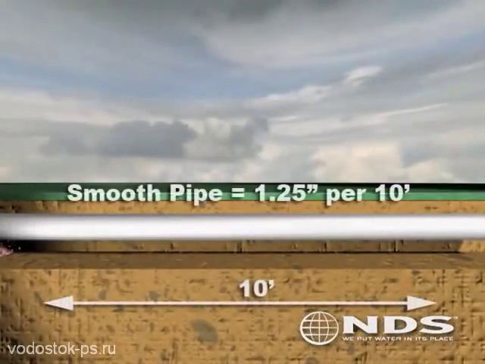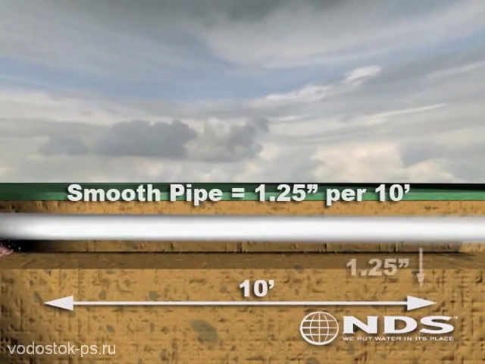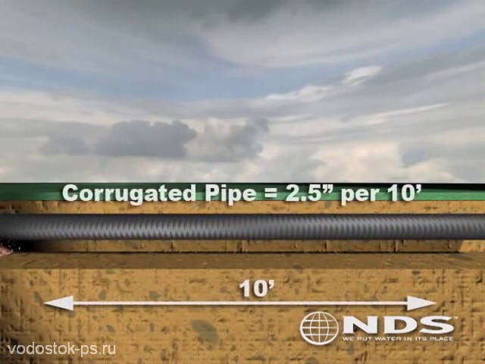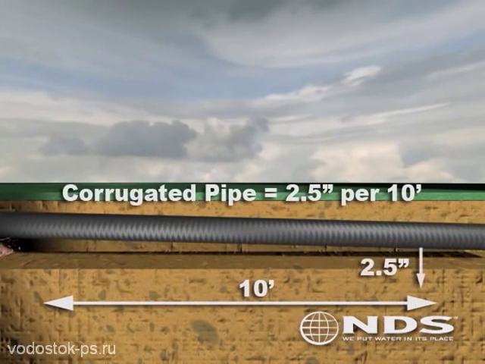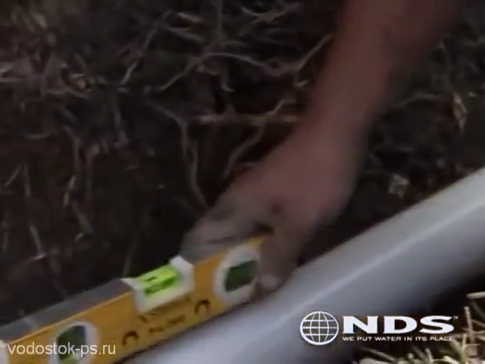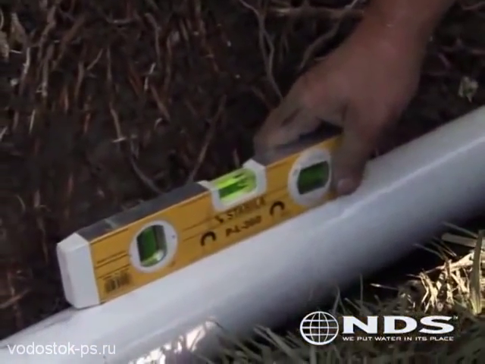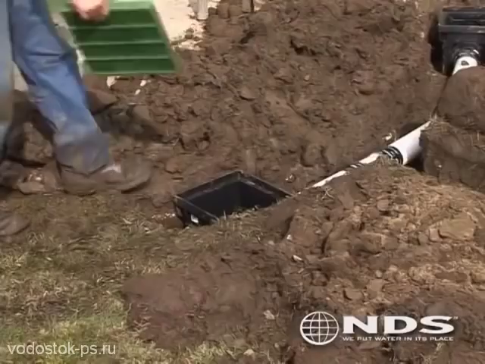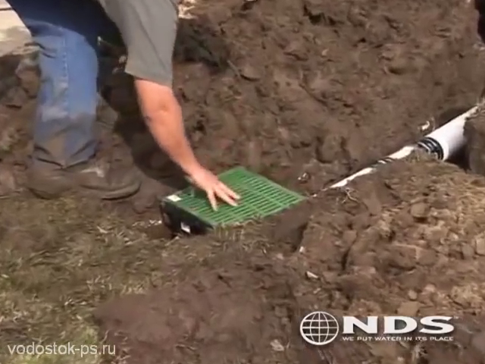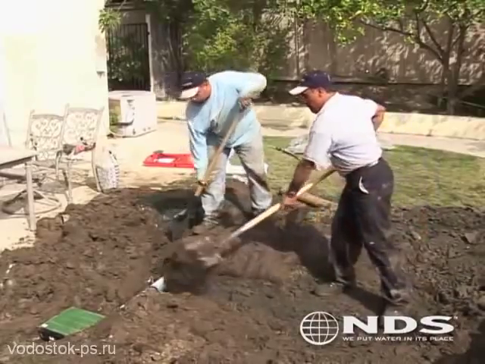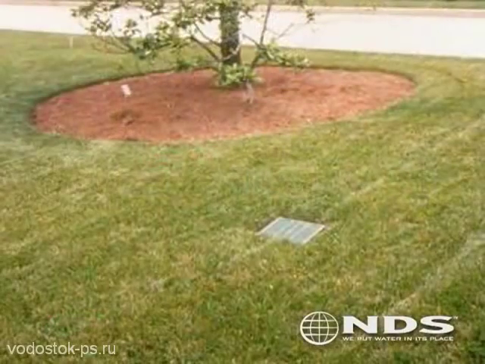Always make sure that the drain pipe is sloped properly. 1 1/4 inches of slope for every 10 feet is recommended for smooth wall pipe, while 2 1/2 inches of slope for every 10 feet for corrugated pipe. Use a transit or the new laser levels to ensure a proper slope is achieved. Finally, drop in a grate that blends in well with the landscape and carefully refill the hole without disrupting the slope of the pipe.